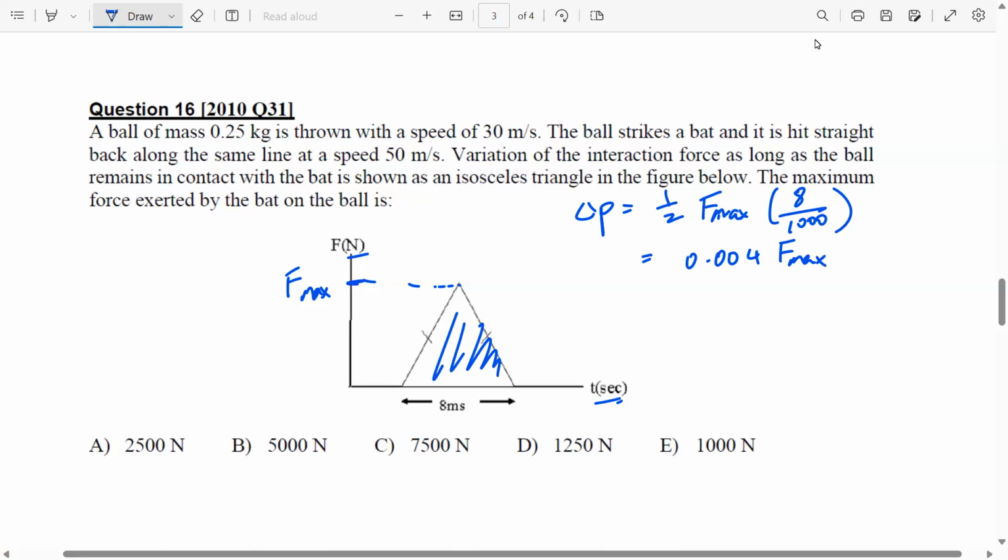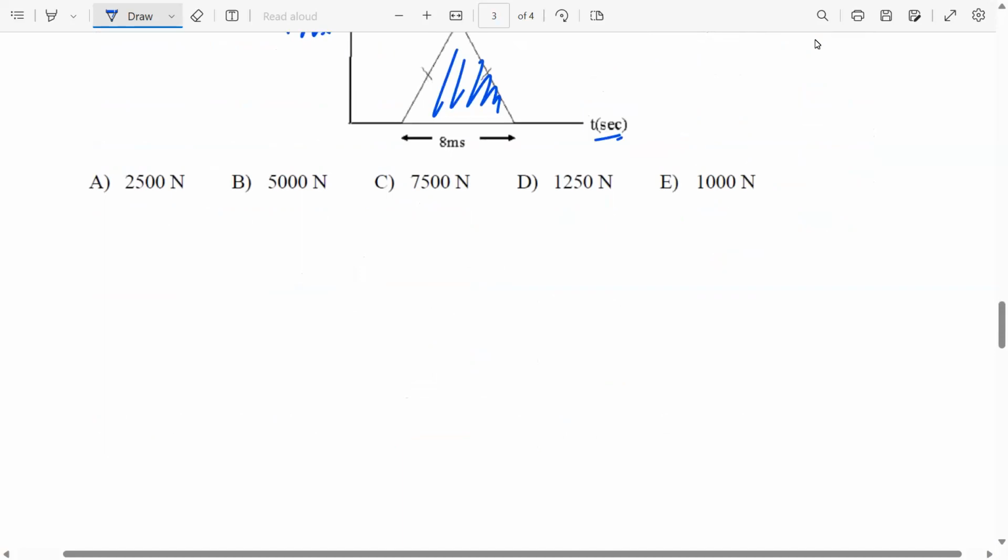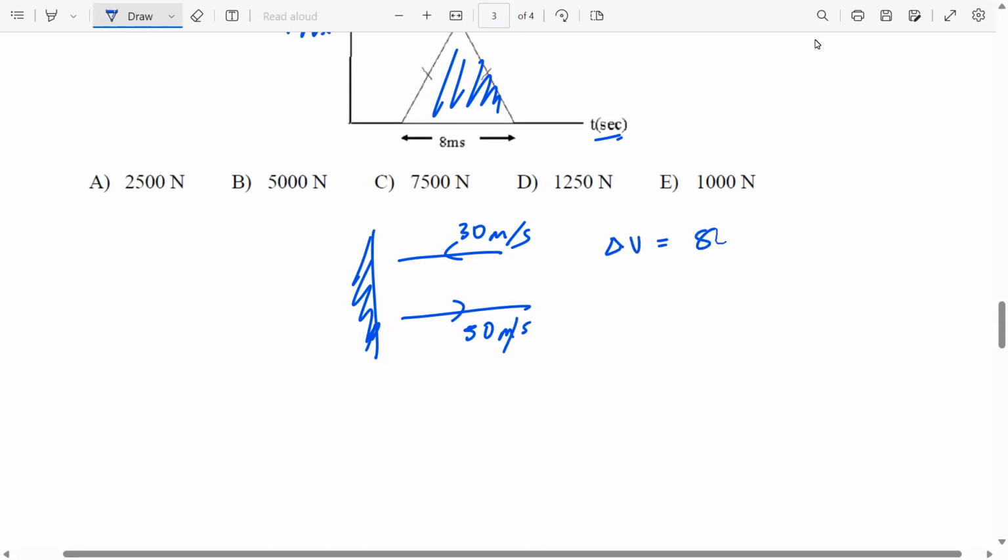Now, at the same time, it's thrown with a speed and strikes back at 50. So it goes with a speed of 30 meters per second, hits the bat, and bounces off at 50 meters per second. So the change in velocity is actually 80. The change in momentum is also going to be 0.25 times 80, because the mass is constant. Normally we just take the mass out, times the change in velocity. This will give us 20 Newton seconds.